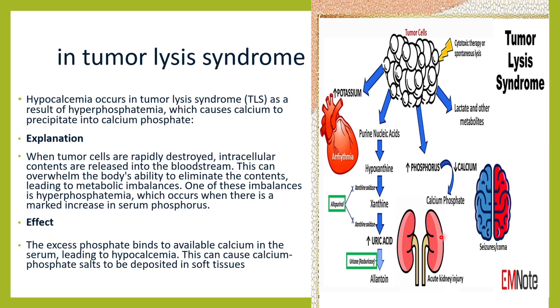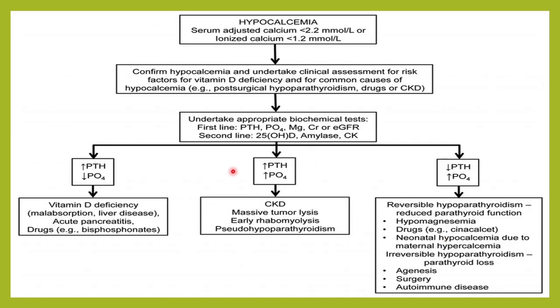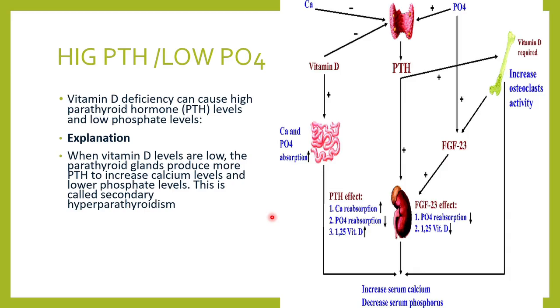This phosphate is going to bind with the calcium. It forms calcium phosphate, and low level of calcium can occur in the blood. That was about the increased PTH, increased phosphate in case of chronic kidney disease, pseudo hypoparathyroidism, or massive tumor lysis.